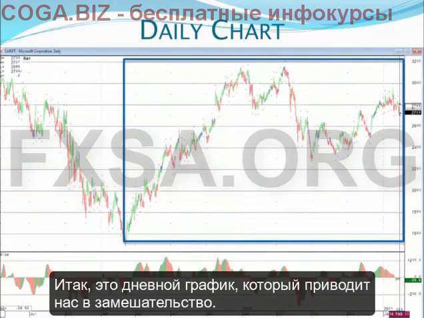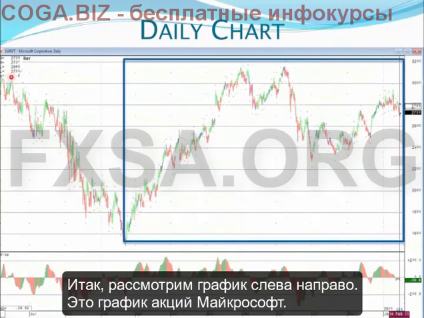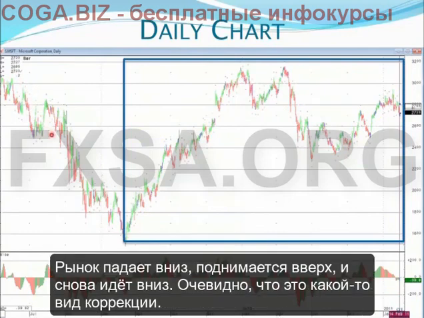So here's a daily chart, and this is going to go over the confusion. We look at this daily chart, and you can see from the left, this is Microsoft. This was a stock. Market came straight down. Market came straight up. Market goes back down. Obviously, this is a correction of some sort, correction here.